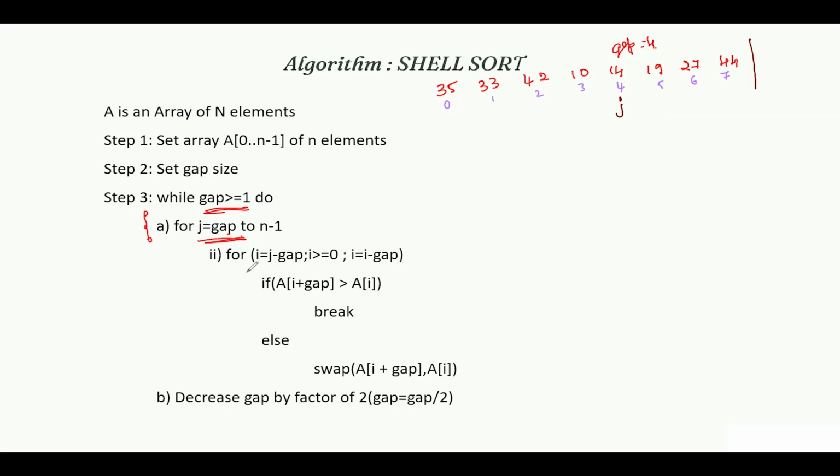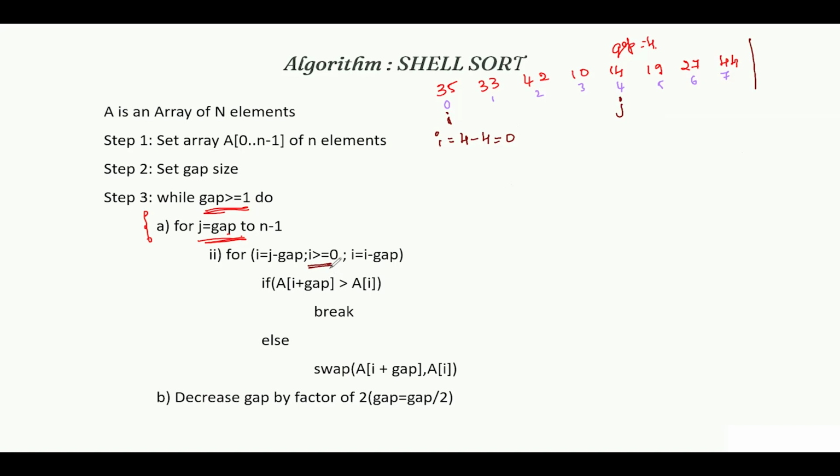Now, inside this j loop, we have a for loop. And as you can see, the i value is nothing but j minus gap. Now, what is j? j is 4, and 4 minus gap is 4 once again, which means 0. So my i value starts from 0. That is the reason we put it here this way. Also, always make sure that your i value is greater than or equal to 0. It cannot be a negative value.